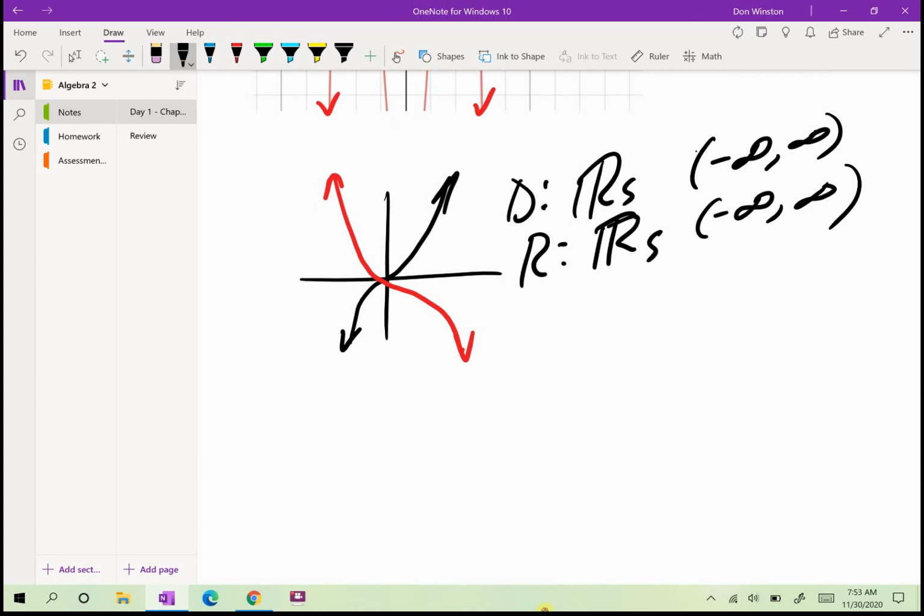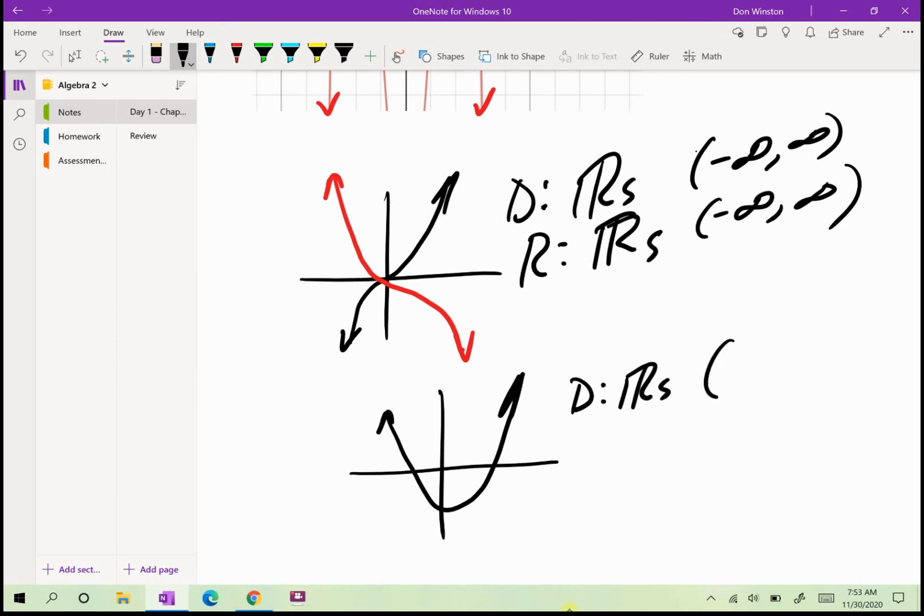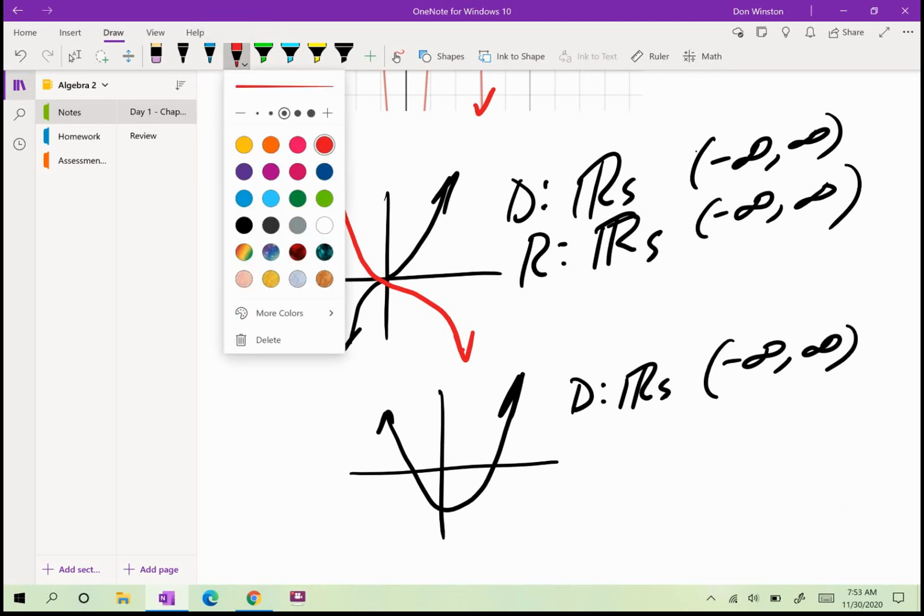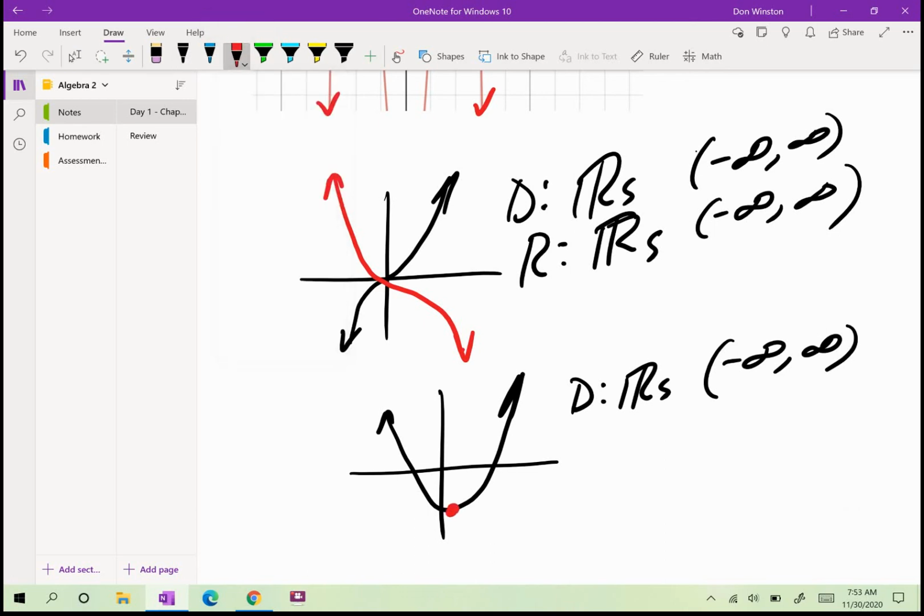For even degree polynomials, that's not always the case. For example, if I had this even degree polynomial, the domain is always all real numbers, negative infinity to infinity. But for the range, you have to look at the minimum or maximum value. Let's say the y value here was -4. So the range would go from -4 to positive infinity.